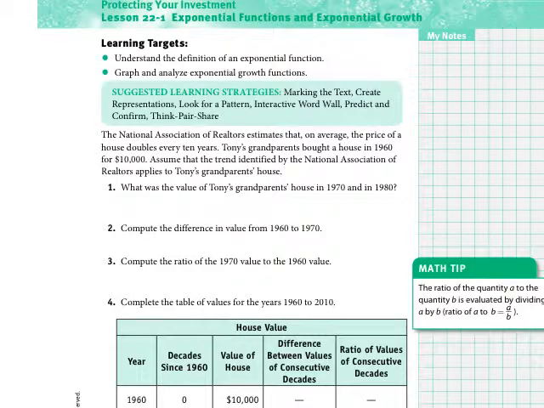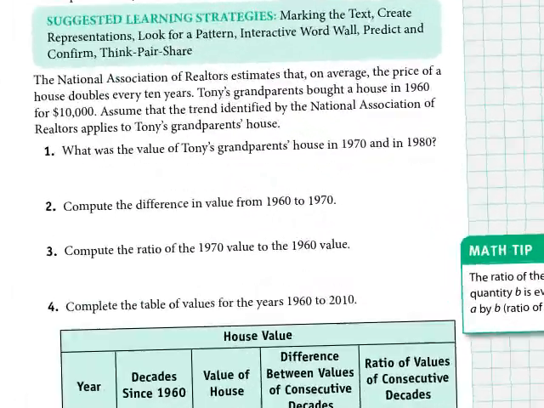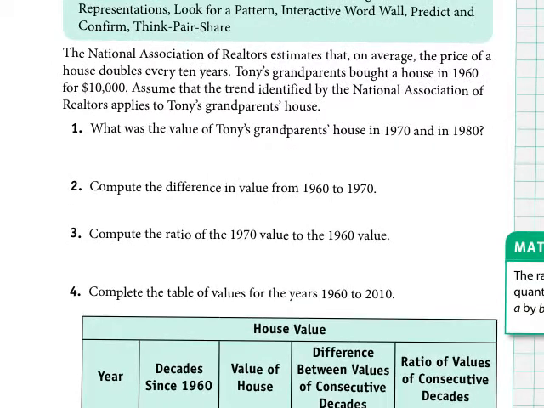All right, so up at the top of the first page, it says the National Association of Realtors estimates on average that the price of a house doubles every 10 years. So we're talking decades here, right? Decade is every 10 years. So every decade, the house price doubles. Tony's grandparents bought a house in 1960 for $10,000. Assume that the trend identified by the National Association of Realtors applies to Tony's grandparents' house.